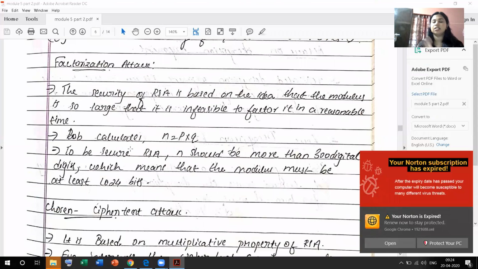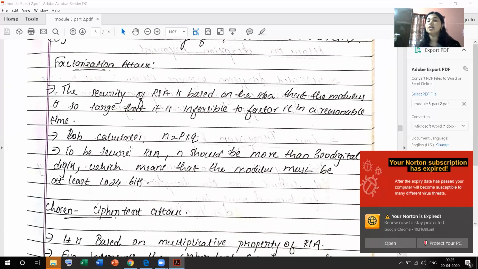Factorization attack. The security of RSA is based on the idea that the modulus is so large that it is infeasible to factor in a reasonable time. Bob calculates n equal to p into q. To be secure, RSA's n should be more than 300 digits, which means the modulus must be at least 1024 bits. The modulus n must be very large.